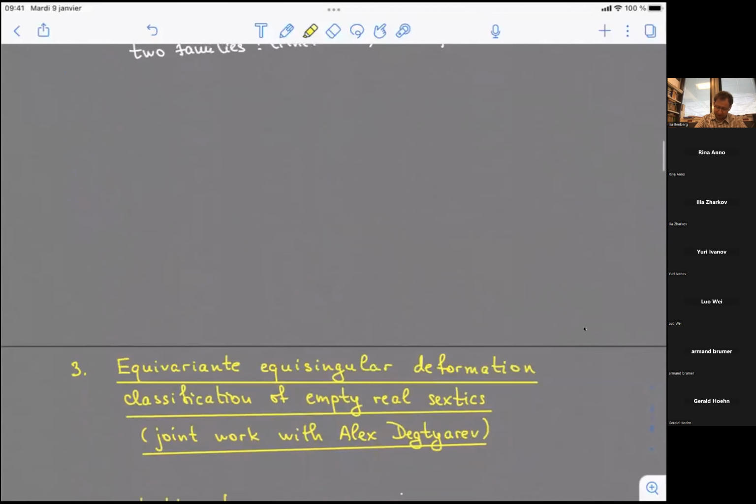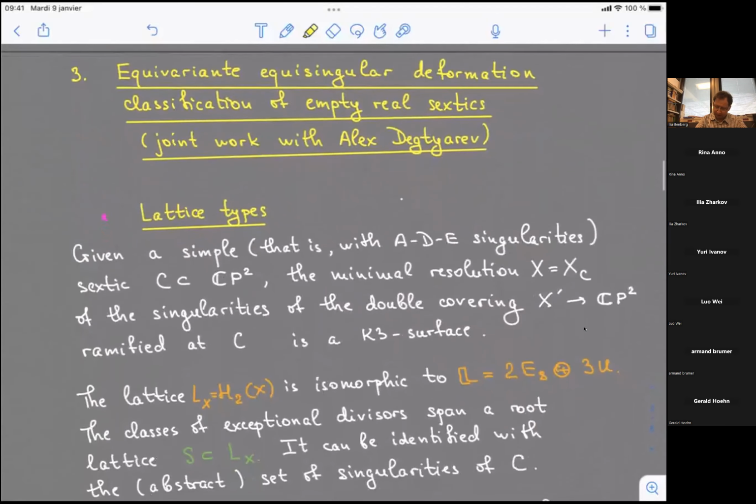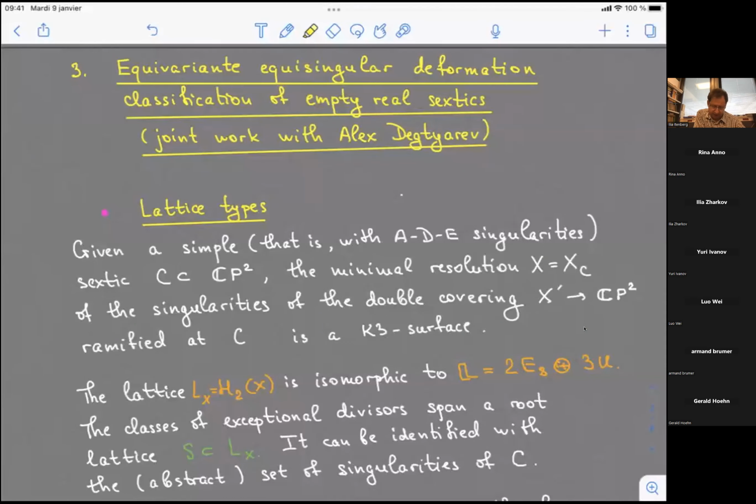And what I'd like to present today is our joint work with Alex Degtyarev. So what we obtained is an equivariant equisingular deformation classification of empty real sextics. As I said, we use this approach based on the K3 machinery, and so let me try to describe this approach.